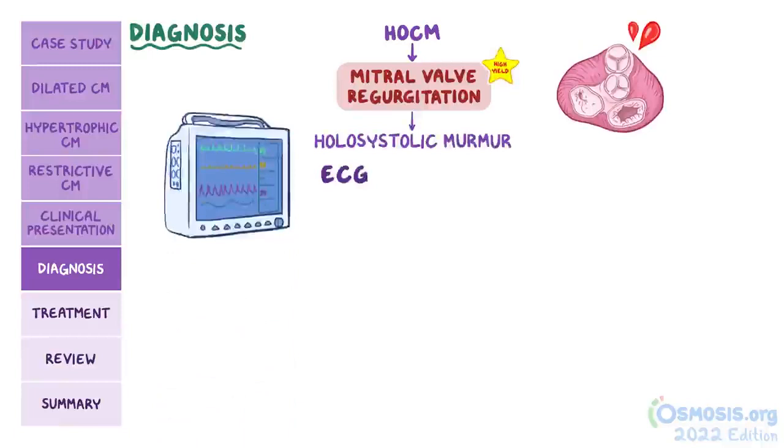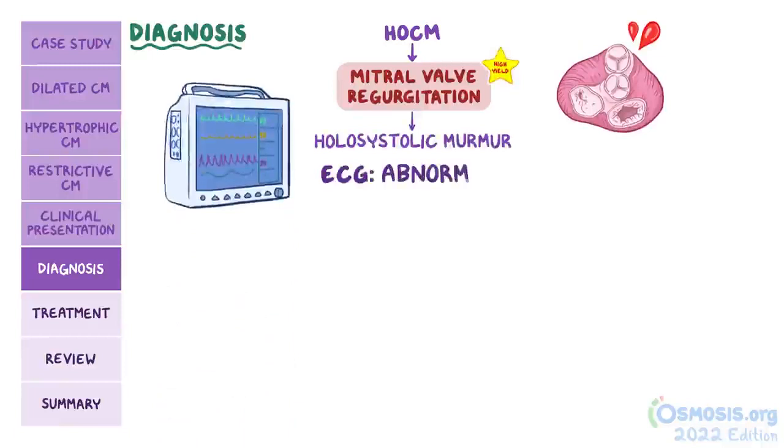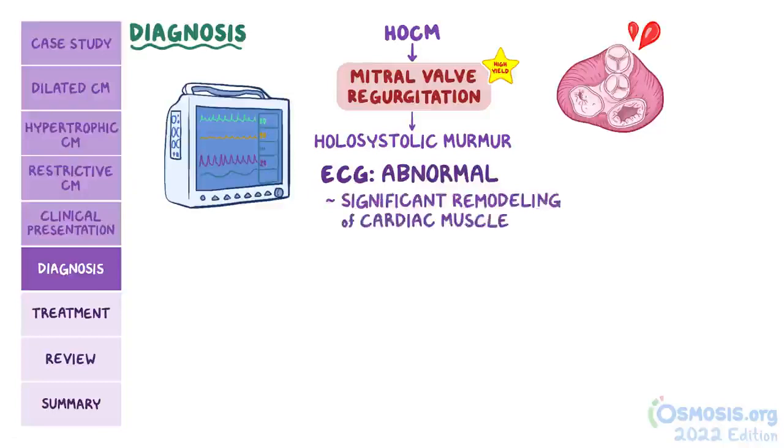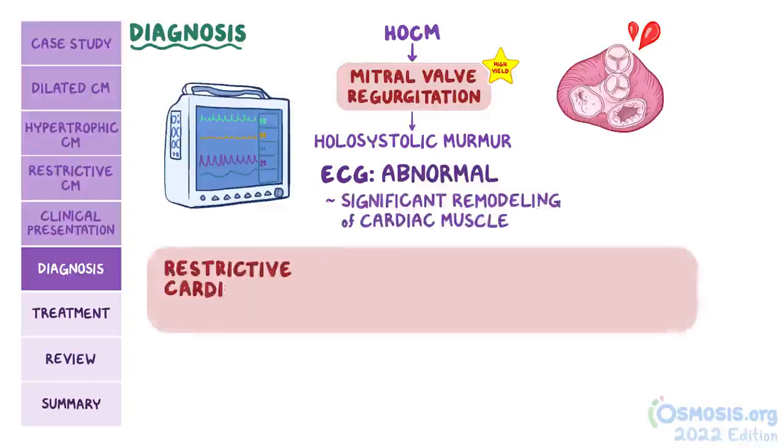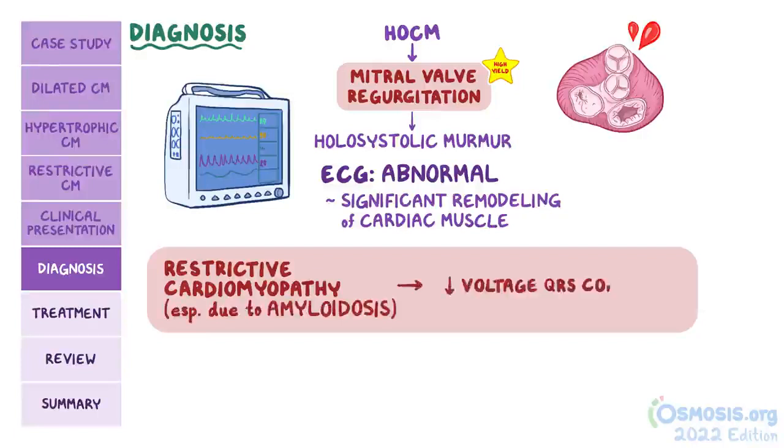Then comes the ECG, which is usually abnormal in a variety of different ways because there's significant remodeling of the cardiac muscle in all of the cardiomyopathies. For your exams, just remember that restrictive cardiomyopathy, especially when it's due to amyloidosis, leads to low voltage QRS complexes due to diffuse infiltration of the heart muscle.